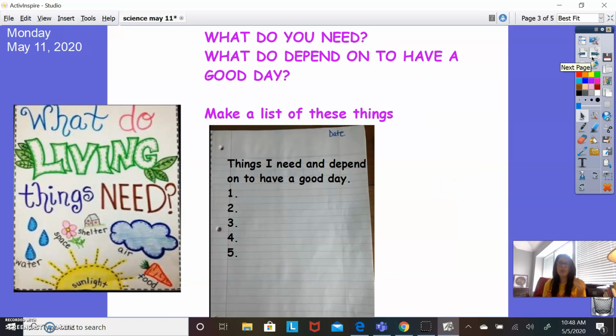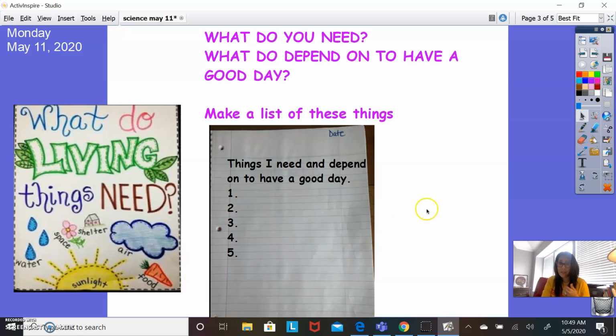All right, this is what I want you to do, guys. I want you to think about what you need. What do you depend on to have a good day? Okay, what do you need? Remember, need to survive to have a good day. Then once you think about those things, it doesn't have to be 5 things. It could be 3 things. At least give me 3 things, okay? And you're going to list them here.